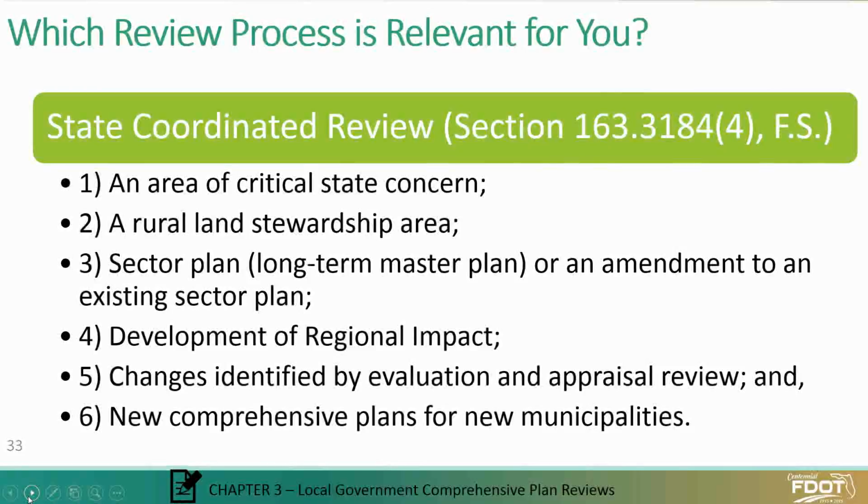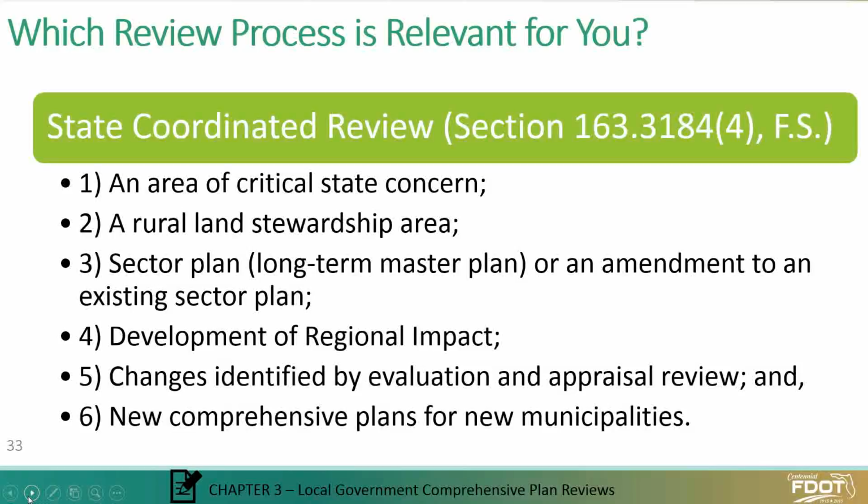So currently, there are 6 types of comprehensive plan amendments that would go underneath the state coordinated review process. Plan amendments such as those in areas of critical state concern. And areas of critical state concern are those areas designated to protect important state resources, just like the Big Cypress in Collier County, or Green Swamp in Lake and Polk counties.